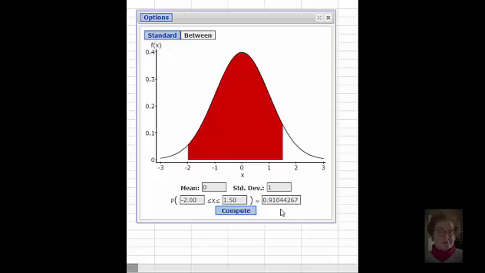0.9104. So what happens, I can say 91% of the thermometers will read somewhere between a negative 2 degrees Celsius and a positive 1.5 degrees Celsius when the true temperature is 0. Or I can say, if I randomly pick one thermometer, I have a probability of 91% that it will read somewhere between a negative 2 degrees and a positive 1.5 degrees.